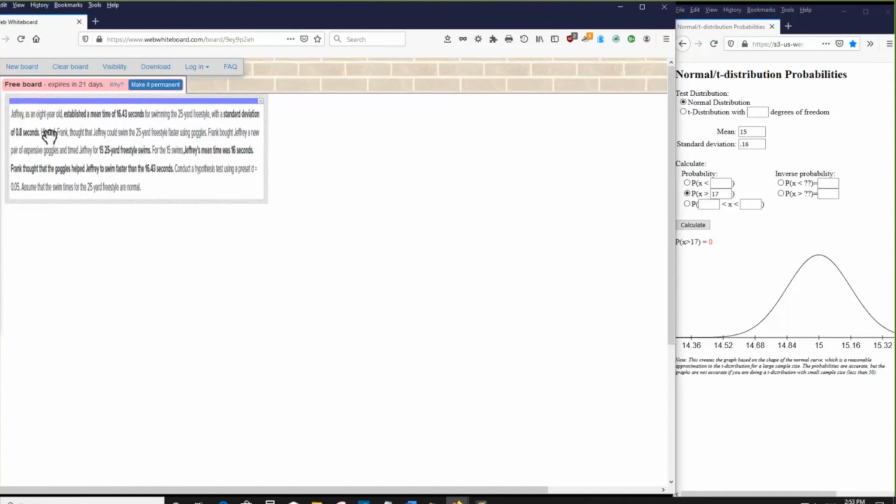Okay, so with this one, Jeffrey is an 8-year-old. He has a mean time of swimming at 16.43 seconds with a standard deviation of 0.8 seconds. His dad thought he could swim faster if he had goggles, so he bought a pair of goggles, and then his mean time became 16 seconds.